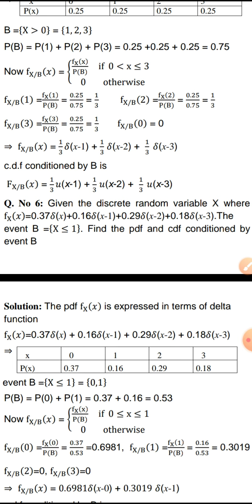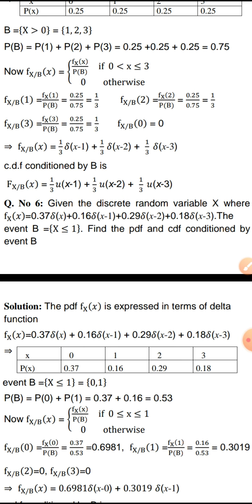Replace delta functions by unit step function u. So the conditioned CDF will be equal to F suffix x slash b of x is 1 by 3 into u of x minus 1 plus 1 by 3 into the unit step function u of x minus 2 plus 1 by 3 into the unit step function u of x minus 3.